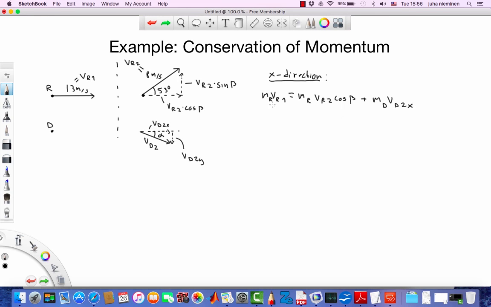We'll bring this term to the left-hand side where we have mR as a common term, so VR1 minus VR2 times cosine beta, equals mD VD2x. And from there, the velocity of Daniel in the x direction is mR divided by mD, and then the velocity term.